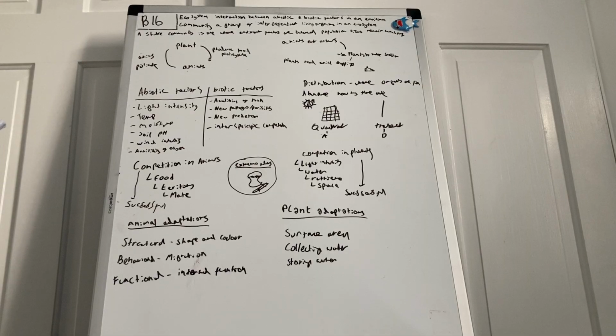So I've made a nice little table for you. Abiotic factors include light intensity, which is basically the amount of light that an organism gets. And this is important especially for plants for photosynthesis. Another one is temperature. Temperature makes it easier to live in an environment like that.